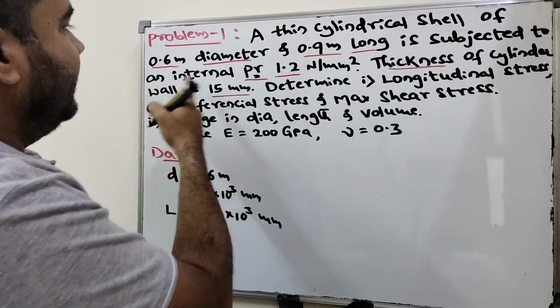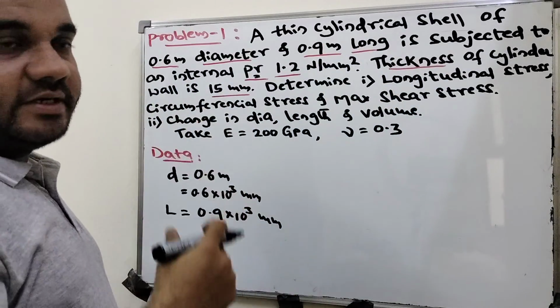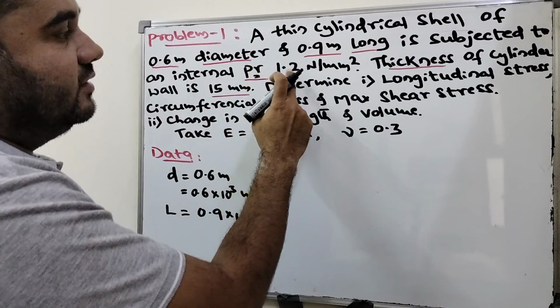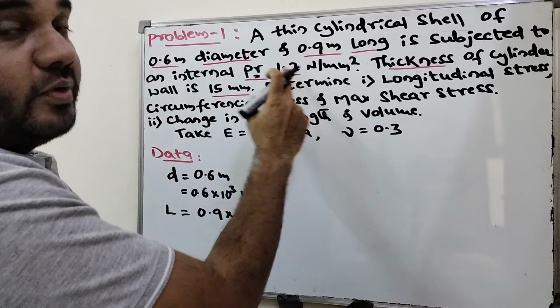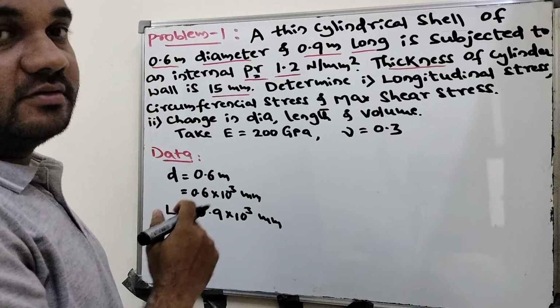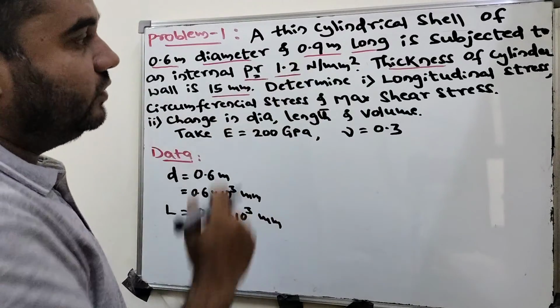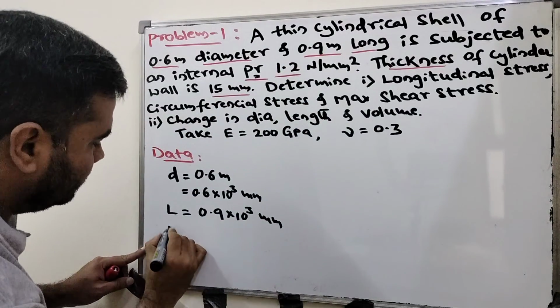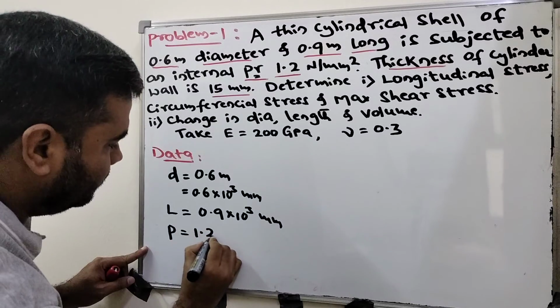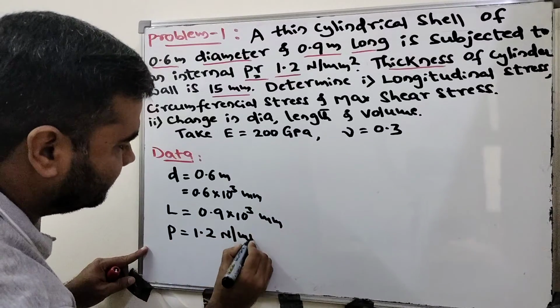It is subjected to an internal fluid pressure. How much is the fluid pressure? 1.2 Newton per mm square. The pressure of the fluid is 1.2 Newton per mm square. Therefore, P equals 1.2 Newton per mm square.